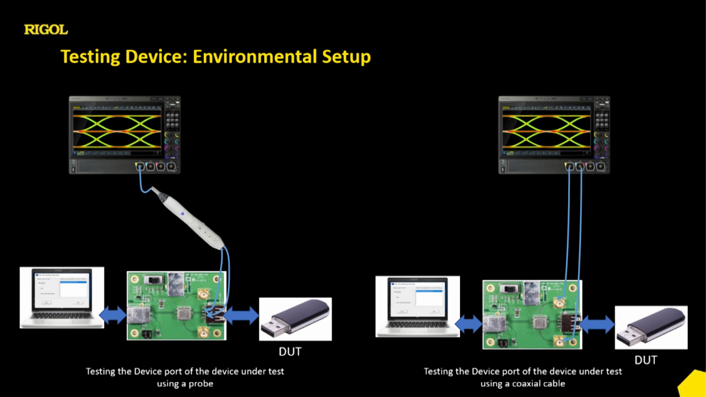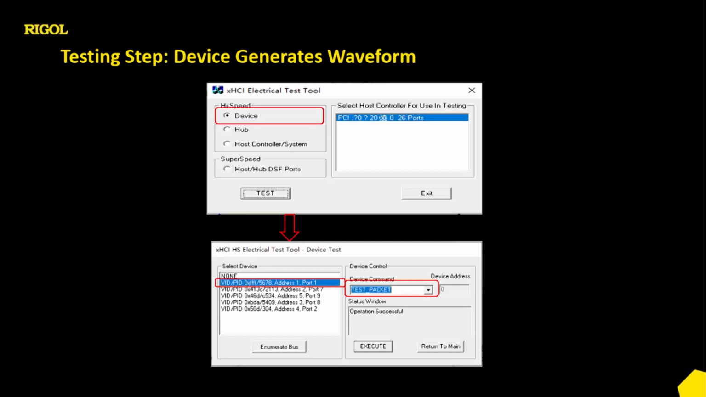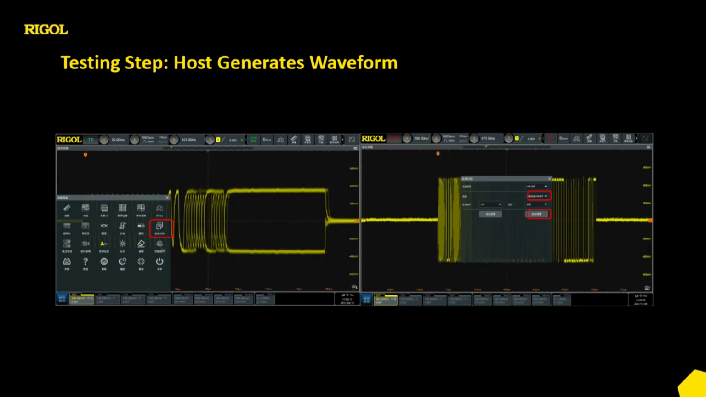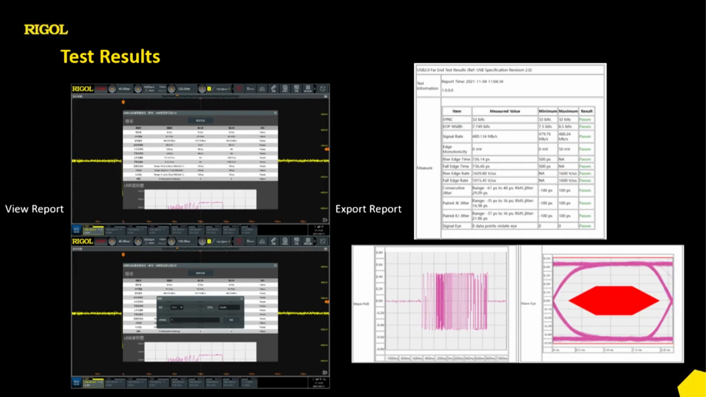Testing of the device is slightly different in terms of setup and test software. First, we need to put the device on the fixture, then connect the control port of the computer and the probe. The test software selects device, and the port needs to be selected before the port control is selected. Subsequent processes are consistent with host operations, capturing waveforms, analyzing and exporting reports in the same way.